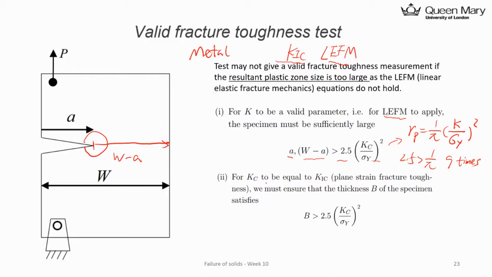Another thing, for Kc to be equal to KIC, which most of the time specifically means the plane strain fracture toughness, we must ensure that the thickness B is larger than this term again. The thickness must be sufficiently large so that you measure the plane strain fracture toughness. Otherwise, you measure the plane stress fracture toughness, which is not the one we normally mean by KIC. I haven't mentioned that before, but now you can bear that in mind.